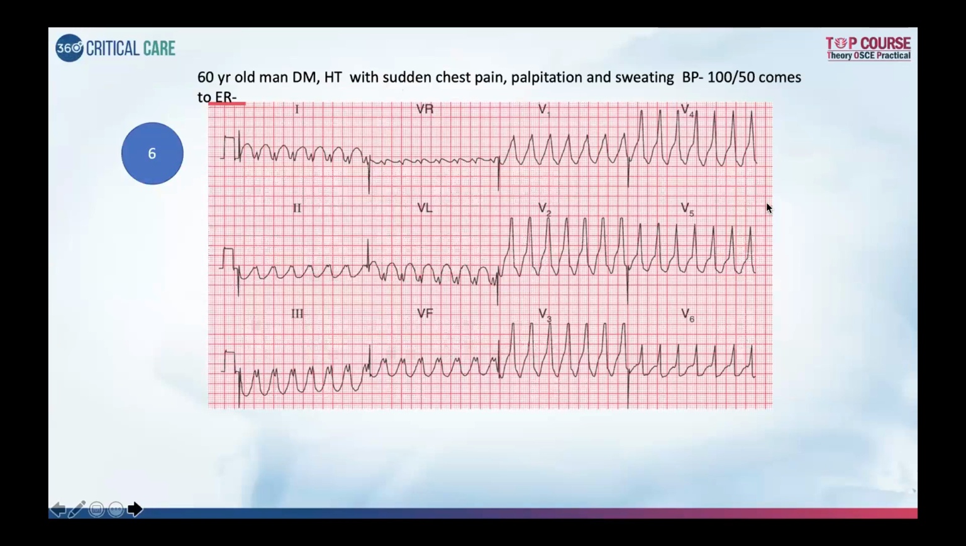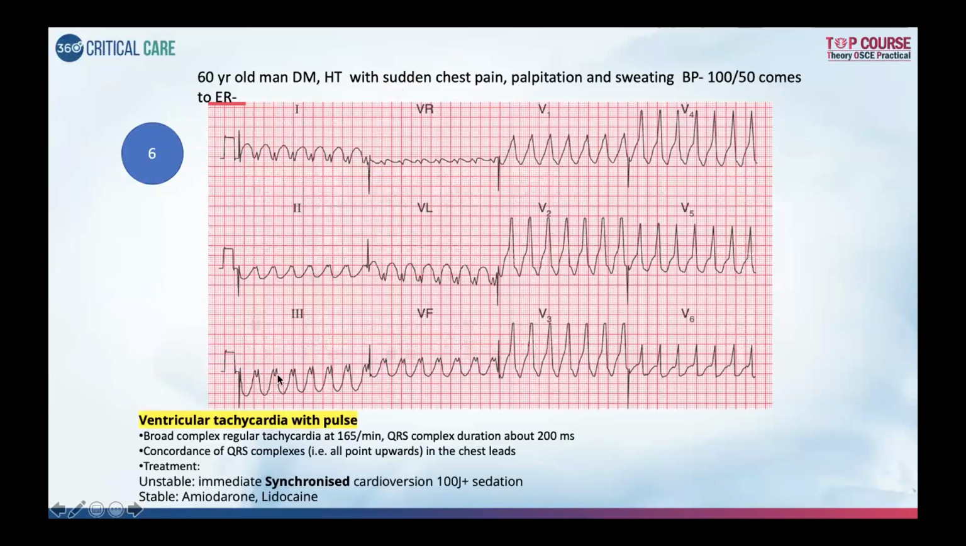So whenever you're talking about VT, you will have to mention with pulse or without pulse. That is something very important. So if the patient is unresponsive, no pulse, then you say VT without pulse. So broad complex tachycardia, obviously the heart rate is more than 150. The QRS is wide. And there is a positive deflection, that is concordance of QRS, that is all pointing upwards in the chest leads.